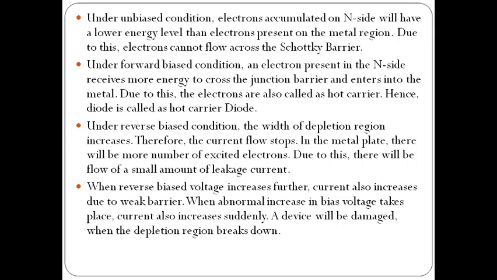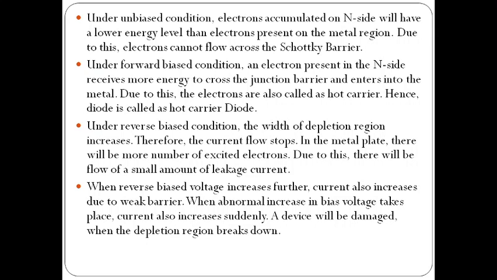Yes, and when you connect this Schottky diode in reverse bias, that means under reverse bias condition, the positive terminal of the battery is connected to the n-type material and the negative terminal of the battery is connected to the anode or metal material. Then what happens? The width of the depletion region increases. Therefore, the current flow stops in the Schottky diode.